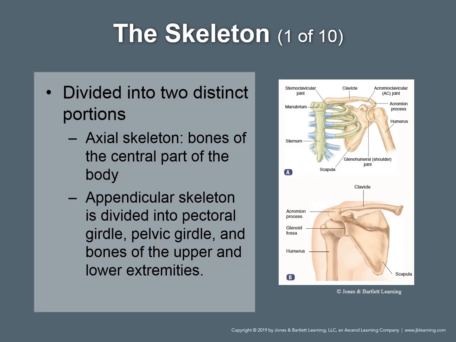So then you have the skeleton. You have the axial skeleton, which is the central part of your body. It's your spinal column, your rib cage, and skull. And then you have your appendicular skeleton. The easiest way to remember this is your extremities. So it's everything away from the trunk of your body. It's your pelvis, your legs, your arms. Those are part of your appendicular skeleton.